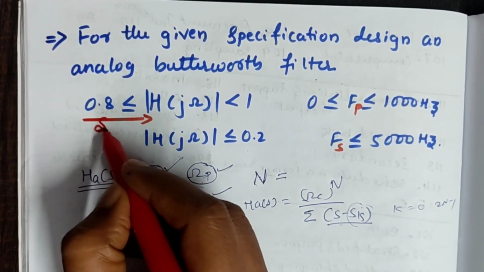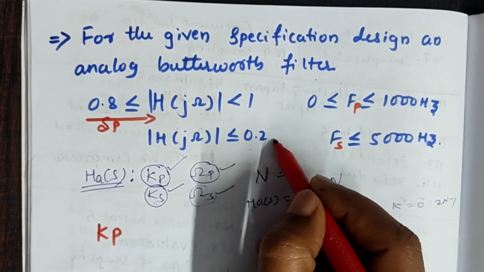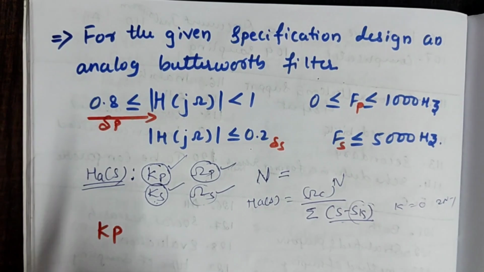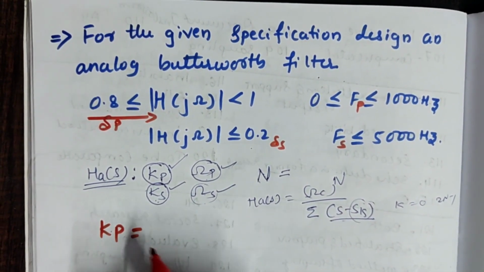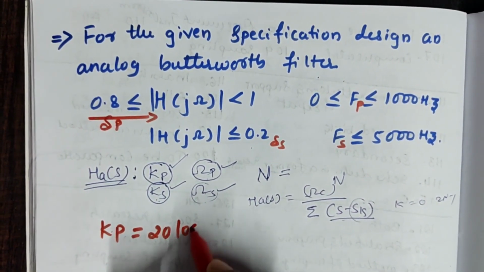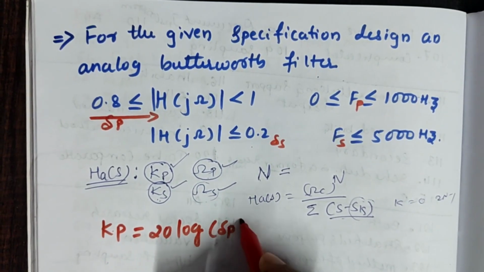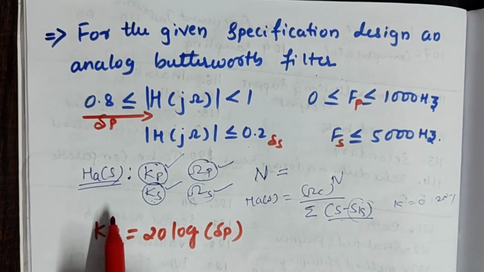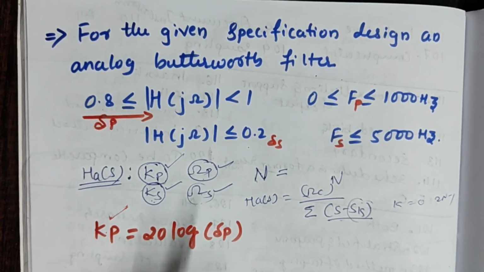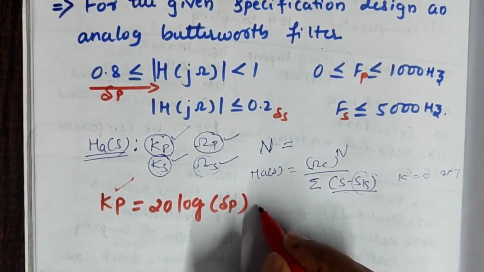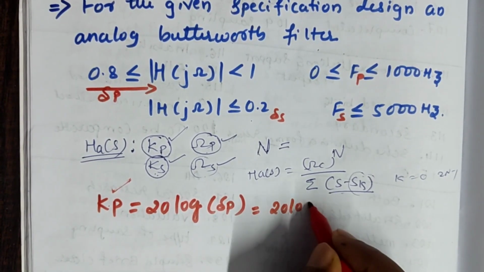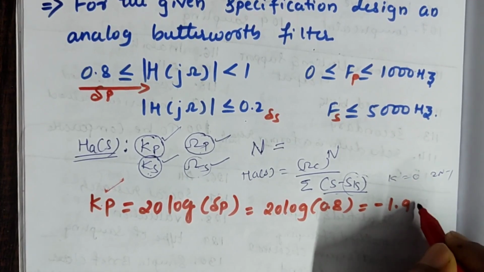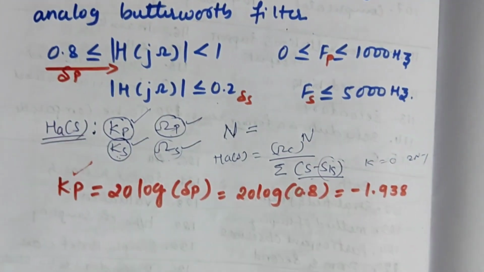So this is delta P, and this one is our delta S. By using this delta P, delta S also we can calculate. Kp is equal to 20 log of delta P, that is our formula. Most of the time Kp will be provided. If not, we have to use this formula: 20 log of delta P. When we substitute, 20 log of 0.8 comes to minus 1.938. Okay, this is our Kp.